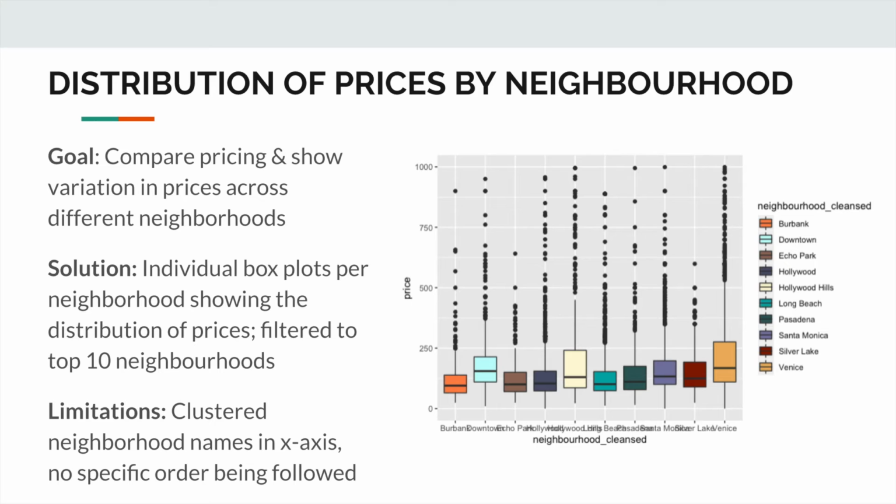We used individual box plots for each neighborhood. This is a compact way to show distribution across several categories at the same time. We also used color as a channel to identify the different neighborhood categories.